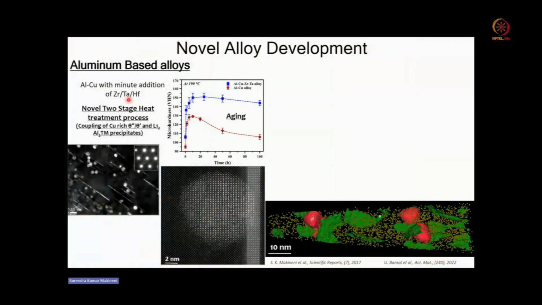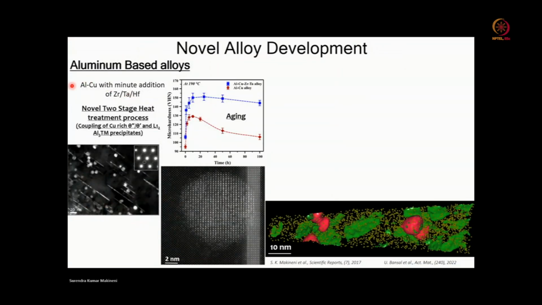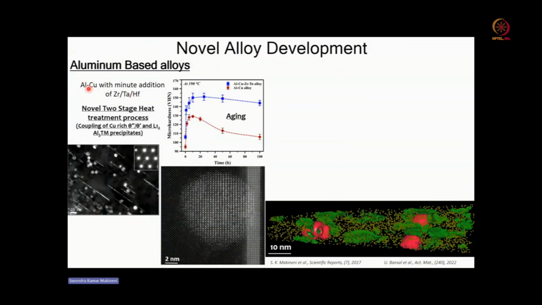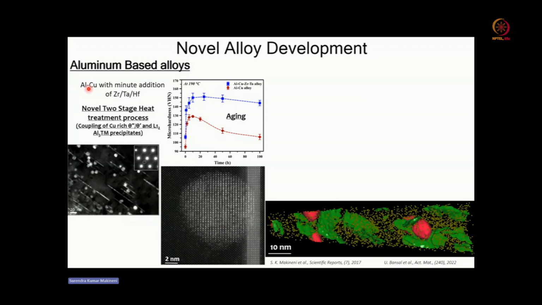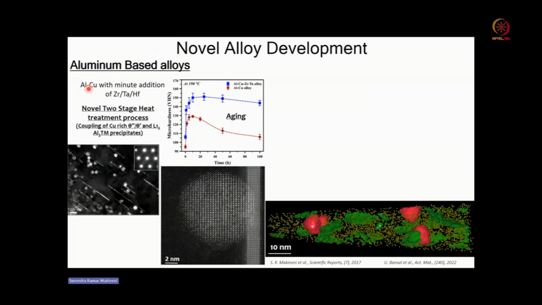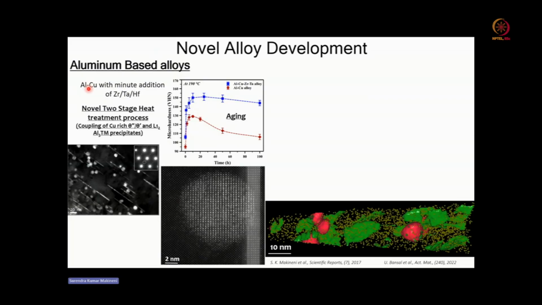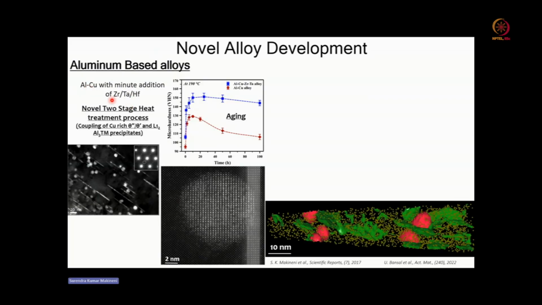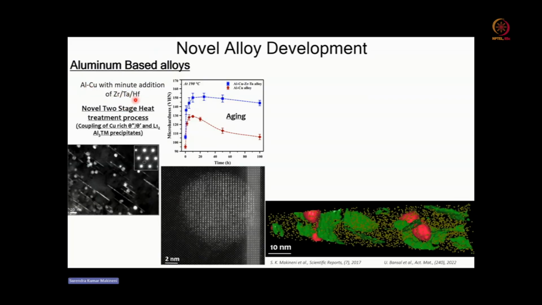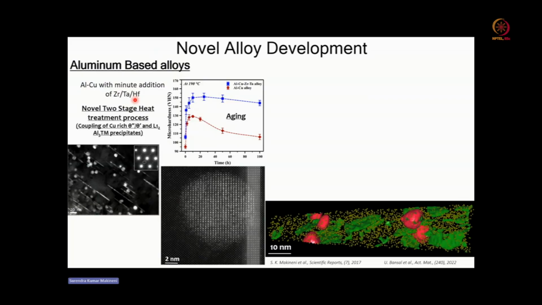Similarly, in aluminum alloys, we do novel alloy development. Usually aluminum copper alloys are the major source of aluminum alloys, where the copper forms theta prime precipitates. These precipitates provide room temperature strengthening, but they are very poor at high temperature, beyond 200 degrees Celsius. So what we do is we added zirconium, tantalum, and hafnium. These form L12 Al3Zr type precipitates.